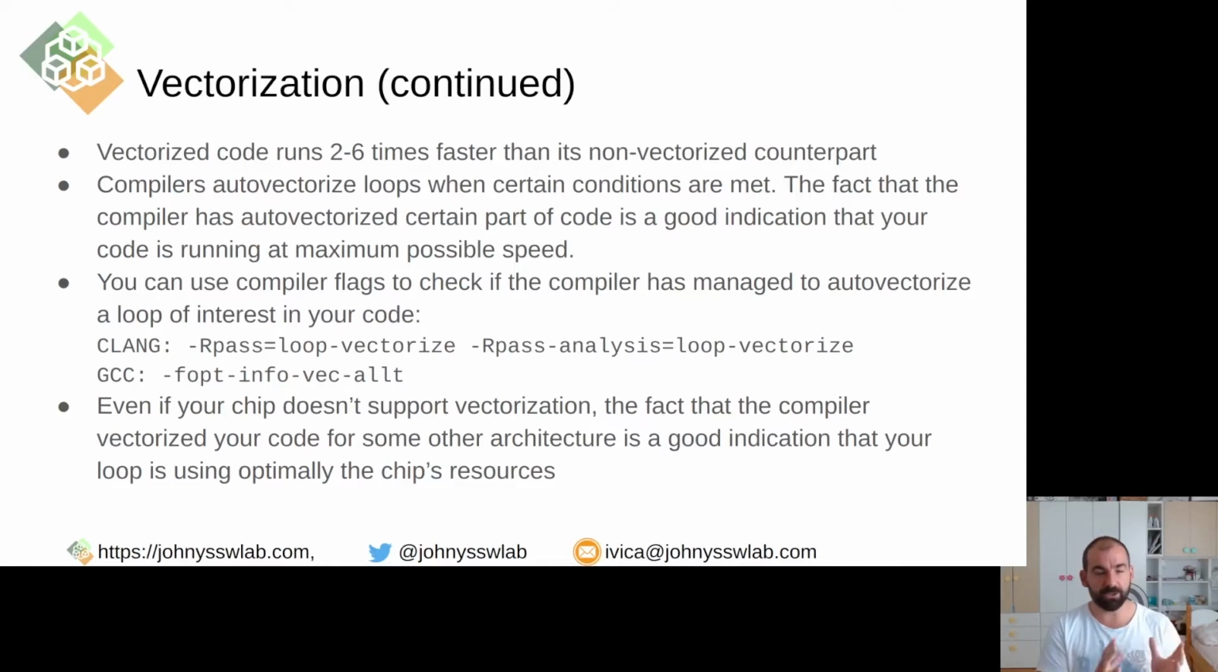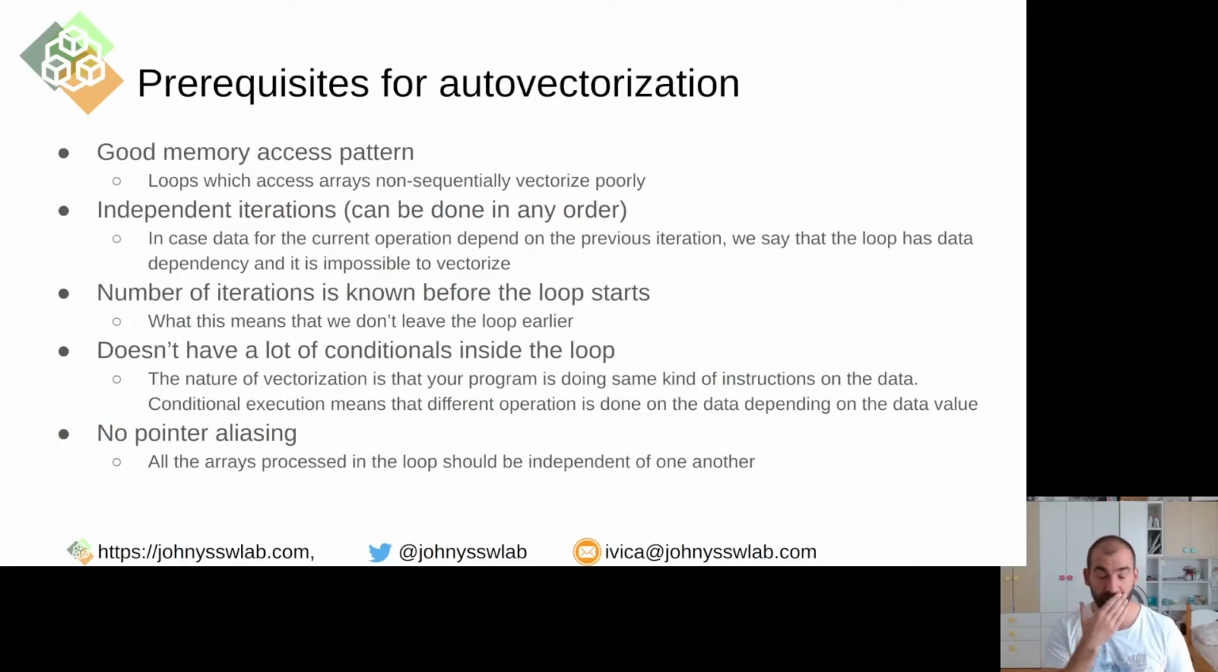So code that is vectorizable is efficient code even on those architectures that do not support vector instructions. Although nowadays most, if not all, CPUs support vector instructions. So what are the prerequisites for autovectorization? The most important one is a good memory access pattern.